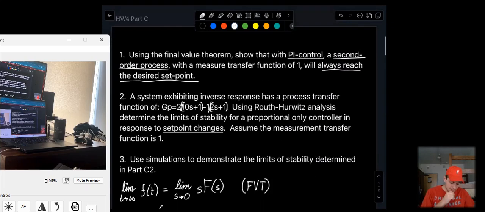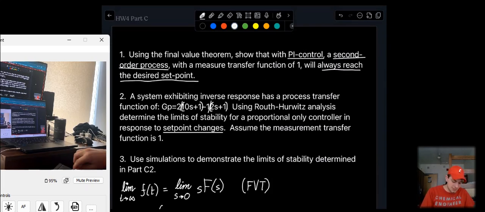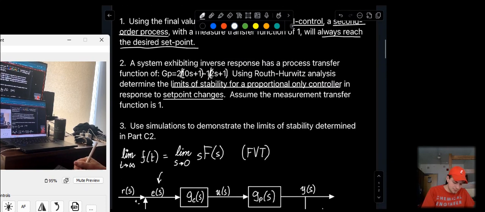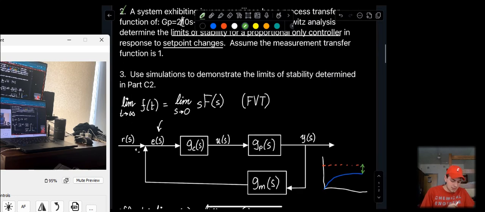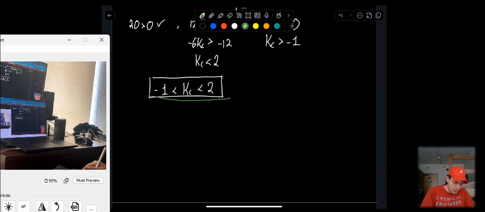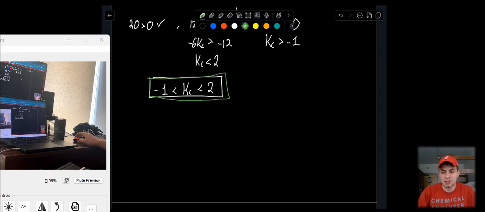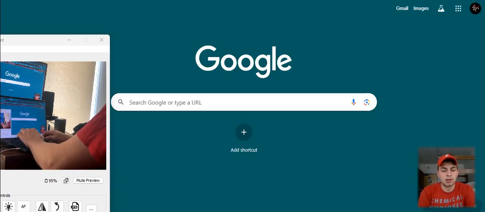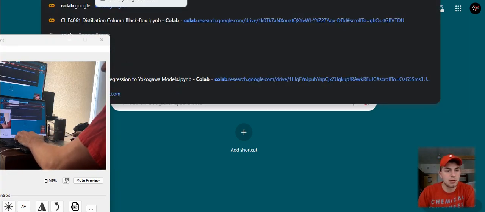Okay, I think that covers prompt 2 here. Let's reread it. Determine the limits of stability for a proportional only controller. Okay, so we've done that. Now we're going to go ahead and simulate this system here to demonstrate limits of stability. So again, what are our limits of stability that we're looking for? We're looking for this right here. We'll test both of those bounds on KC and see what happens in our simulation here. So let's go ahead and jump on over to the lab here.